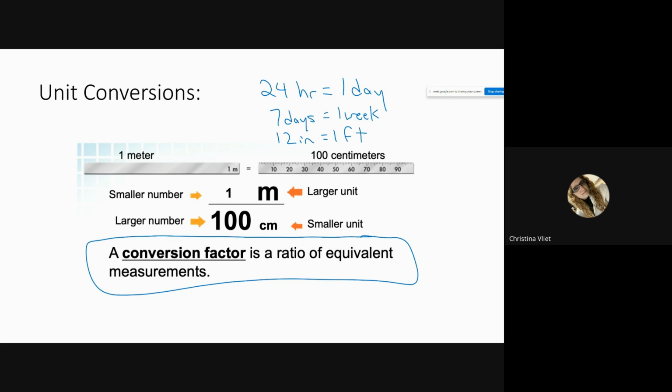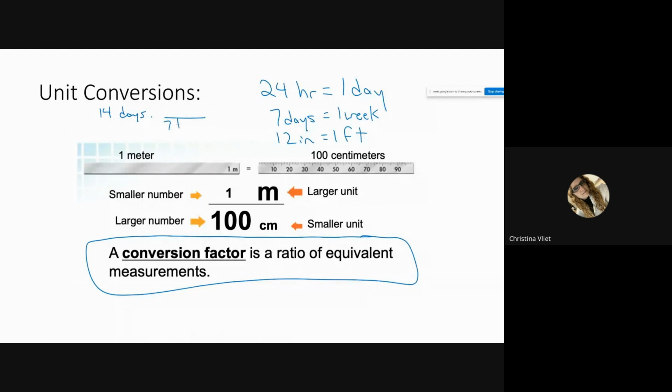if I asked you, just using one of these, I have 14 days. How many weeks have passed? How'd you do that? What'd you do in your head to come up with that? You divided 14 by a 7, right? To come up with 2. You used this as a conversion factor in your head.